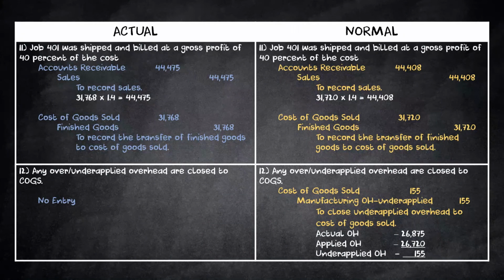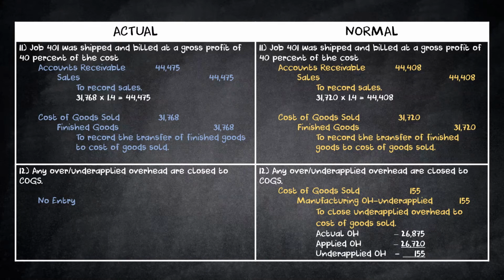Okay. So, we have here the entry number 11. Ang sabi, job 401 was shipped and billed at a gross profit of 40% of the cost. So, kanina, anong sabi natin? Ang natapos natin is si 401 and si 402. Pero, ang nabenta lang daw is si 401. So, palagi nating tatandaan na pag magre-record tayo ng sale or ng benta, we would always have two entries. One for the cost and one for the sale.